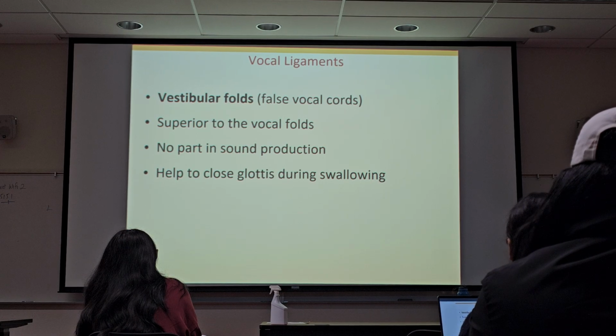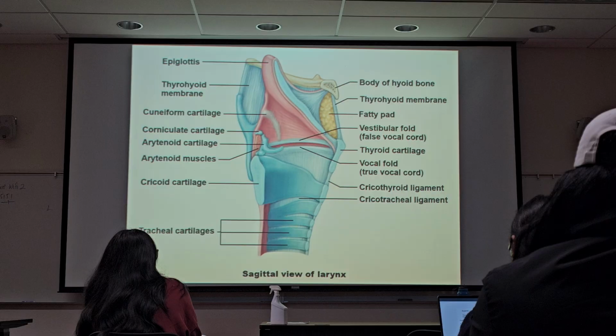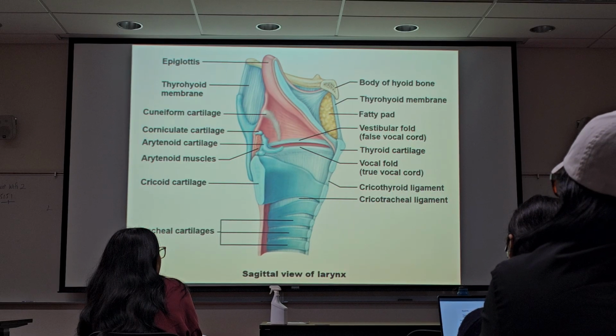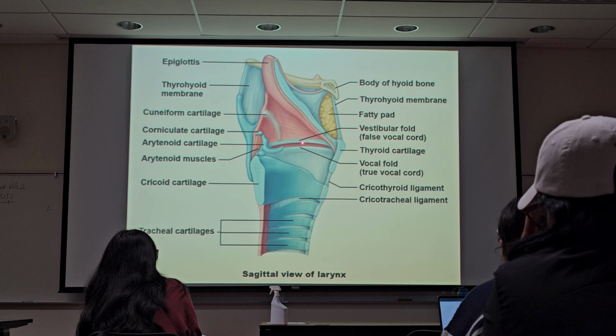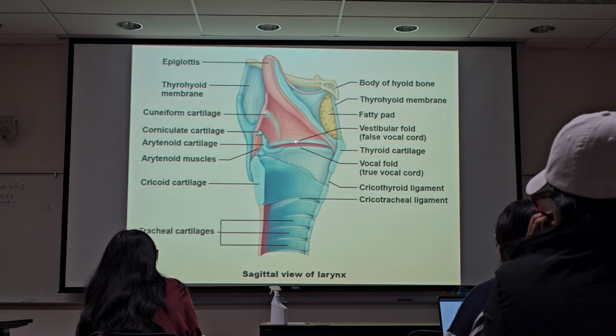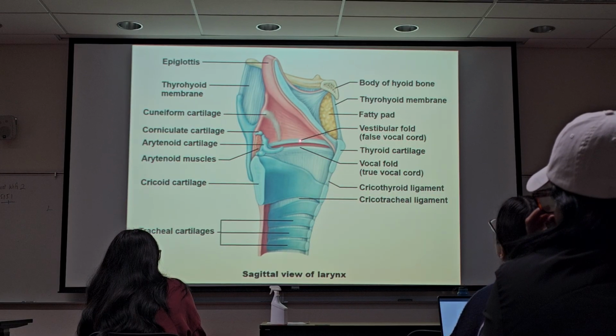So let's find those. You have to take a sagittal section through the larynx. So this is a sagittal section through the larynx, and then we're going to look into the larynx. There's the glottis, and here's the epiglottis. The vocal folds, the true vocal cords, are at the glottis, the opening. And above them, we always find the vestibular folds. These participate in opening and closing the glottis.